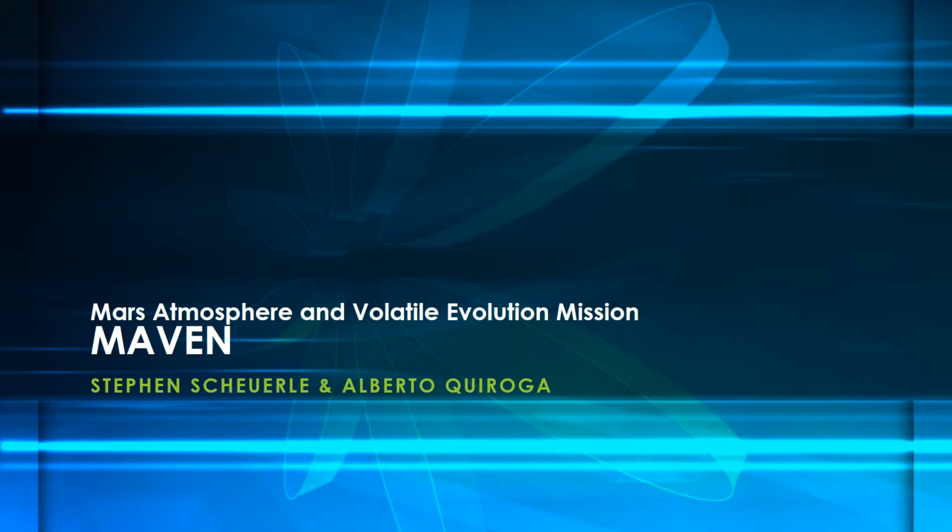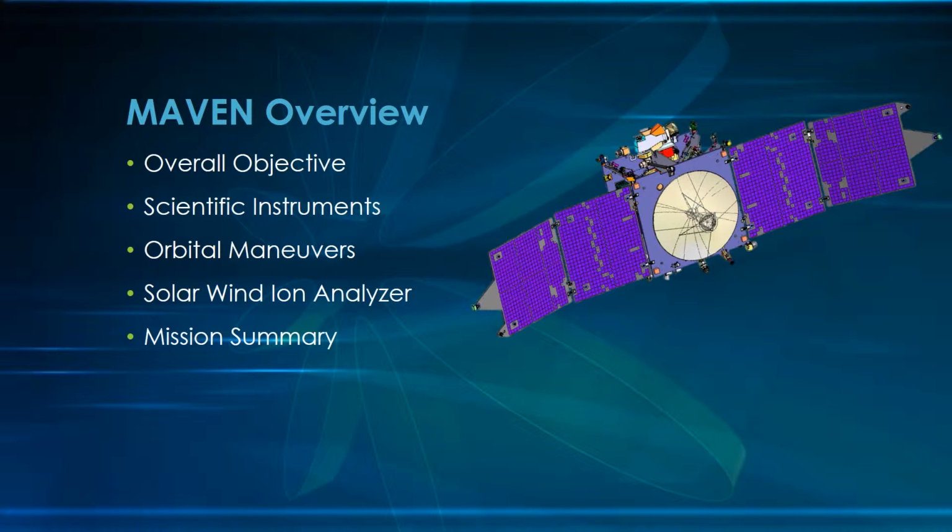We worked on the Mars Atmosphere and Volatile Evolution mission, also known as MAVEN. In this presentation, we're going to go over the overall objectives of MAVEN, some of the scientific instruments that are attached to MAVEN, the orbital maneuvers that got MAVEN in place, the solar wind ion analyzer, which is a specific instrument that is attached to MAVEN, and an overall mission summary.